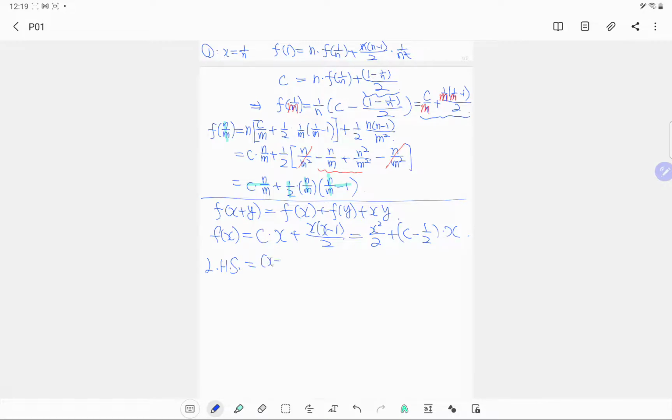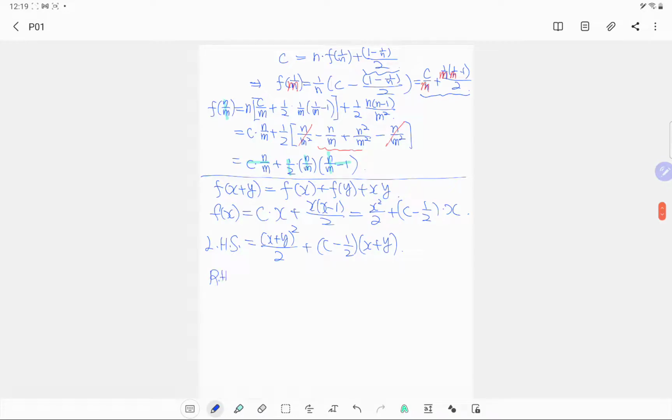It will be (x plus y) over 2 squared plus (c minus 1/2) multiplied by (x plus y). So this is the left hand side. For the right hand side, it will be x squared over 2 plus (c minus 1/2) x plus y squared over 2 plus (c minus 1/2) y. Plus xy.